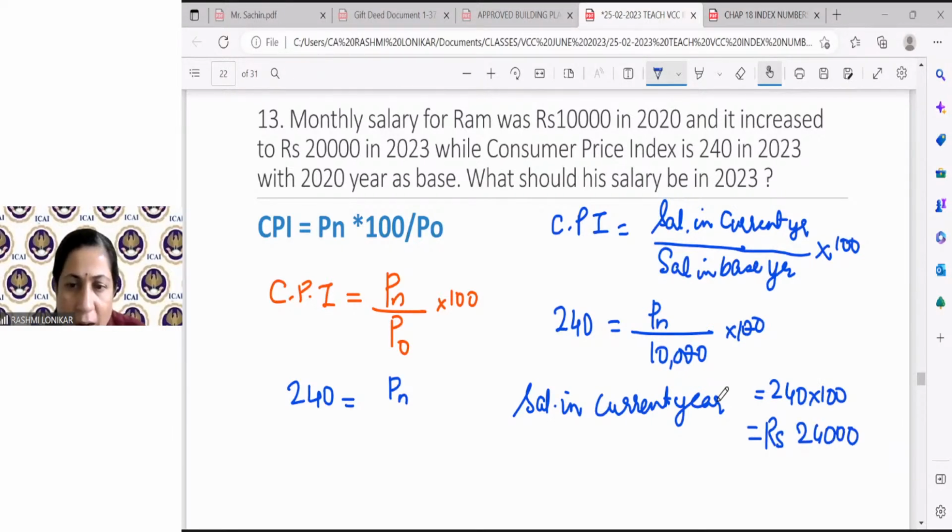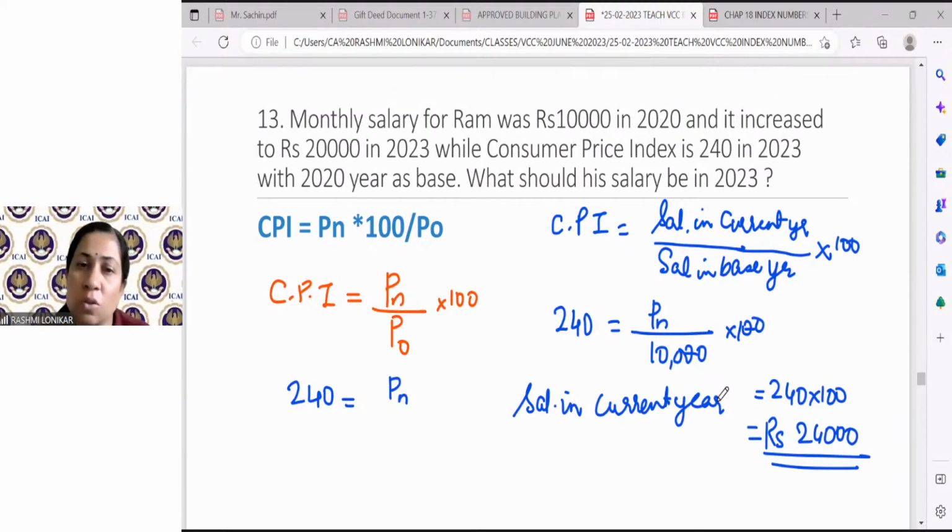Okay. So ideally, Ram should receive a salary of 24,000 so that he is able to meet all his expenses. Okay. Devendra, what is 200? Yes, Aditya, Priyanka. Yes, Devendra, now 24. Pramod, correct. Okay.